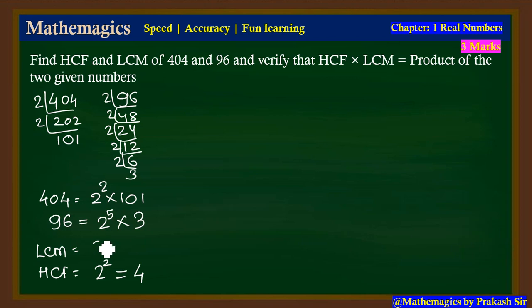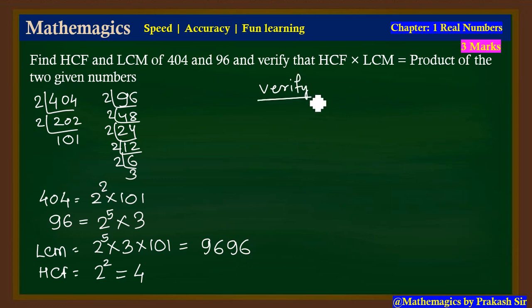So the numbers are 2 multiply 3 multiply 101. And the highest power, it means 2's highest power is 5, 3 is alone, 101 is alone. So the LCM will be 9696. And now it's time to verify all those.